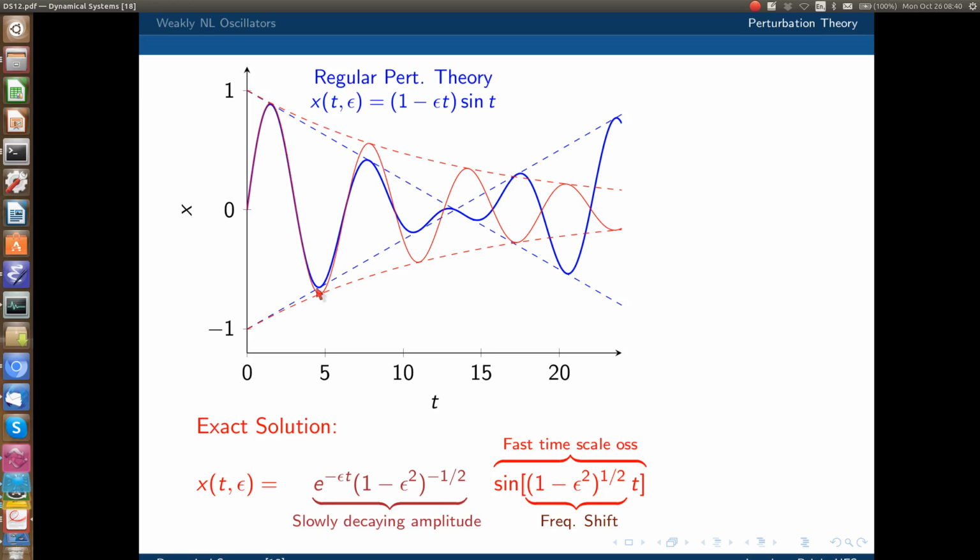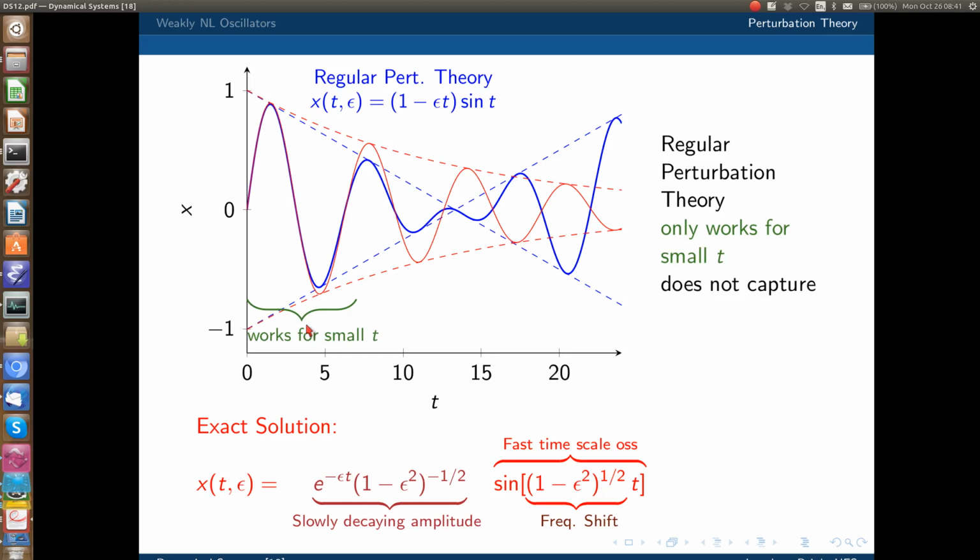It agrees very, very well, because it is an expansion. It was designed to agree, but it only agrees well for a short period of time. Okay, so regular perturbation theory, it's not as if we haven't done anything. We have found a method that gives us an approximation of the solution, but not for a very long time. It only works over here. Okay, and so after a certain amount of time, your solution is completely different from the actual solution. Okay, so it only works for small t, and it doesn't capture what happens for larger time.